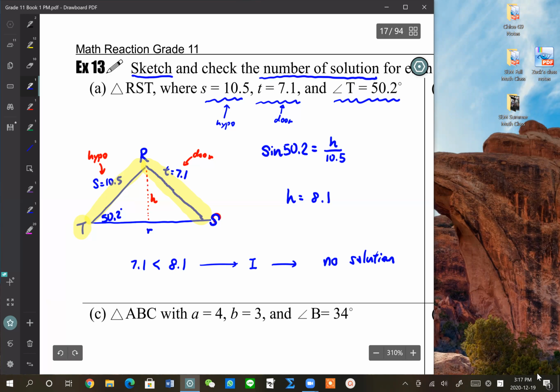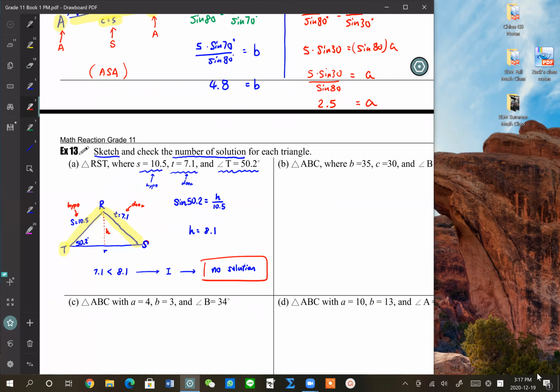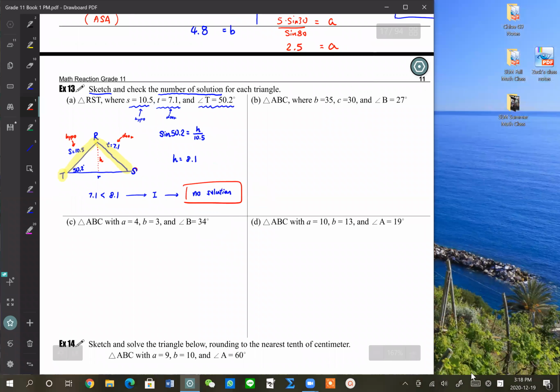So once you get the door, you get a height, you compare, and then try to match, figure out which case it is, then you know how many solutions you have. Any questions about how to do this kind of question? So I'll let you do B, C, D now. Start by drawing the picture, keep the angle on the left corner. Once you figure that out, you can find the height and figure out the case. Go ahead and raise your hand when you finish all 3.